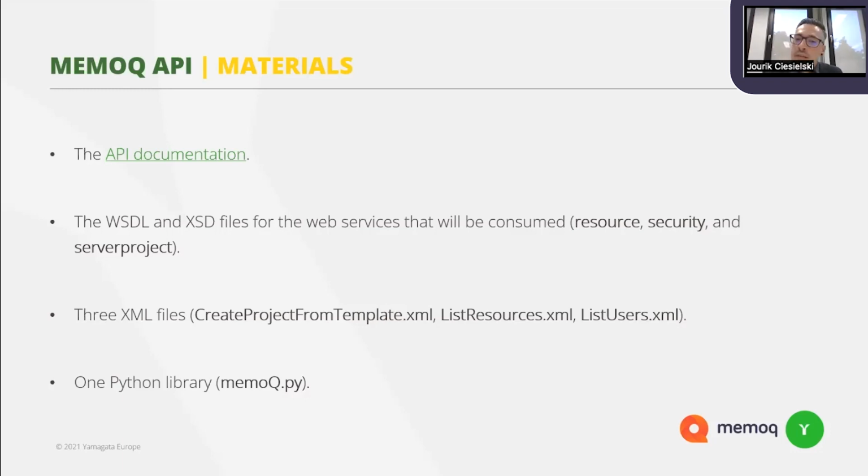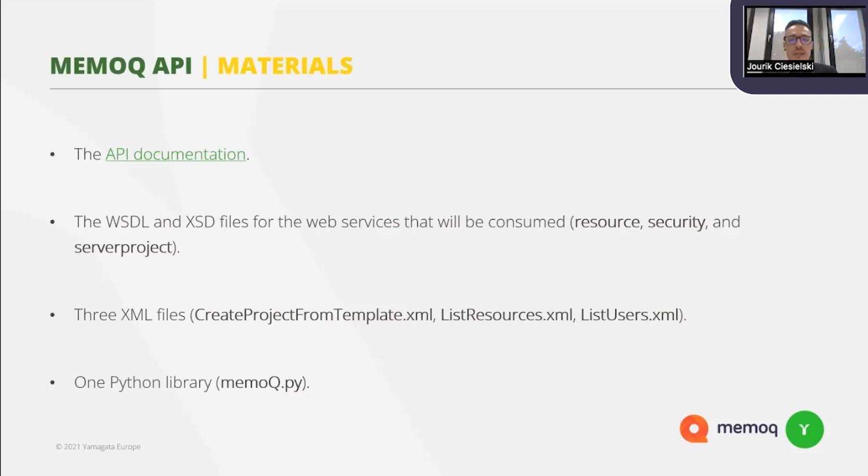The memoQ API contains or supports a lot of web services, and today we will be working with 3 web services: the resource web service, the security web service, and the server project web service. And we will show and work with the specifications, the WSDL and the XSD files. I have prepared 3 XML files as well. And those XML files contain the XML data that we're going to process in our API calls, that we're going to send to the server.